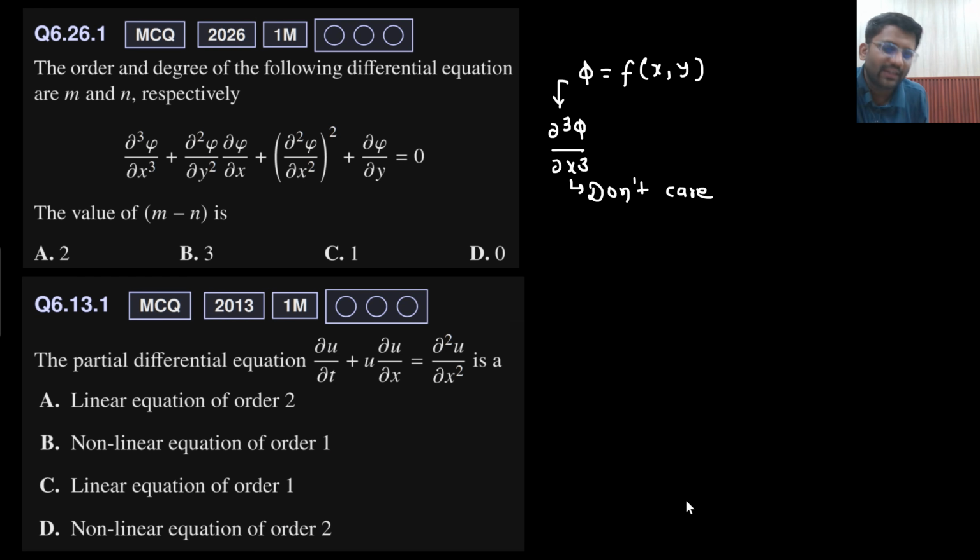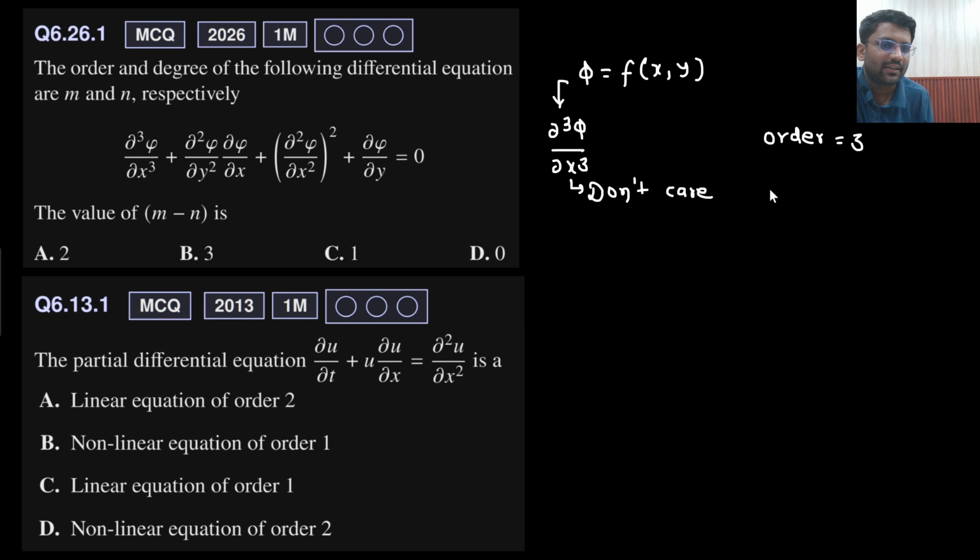I only care about one thing: phi is differentiated 3 times. That means what will be the order? Order will be 3, since phi is maximum differentiated 3 times. Now, if this is the term of order, then what is its maximum power? That is 1. So, what will be the degree?